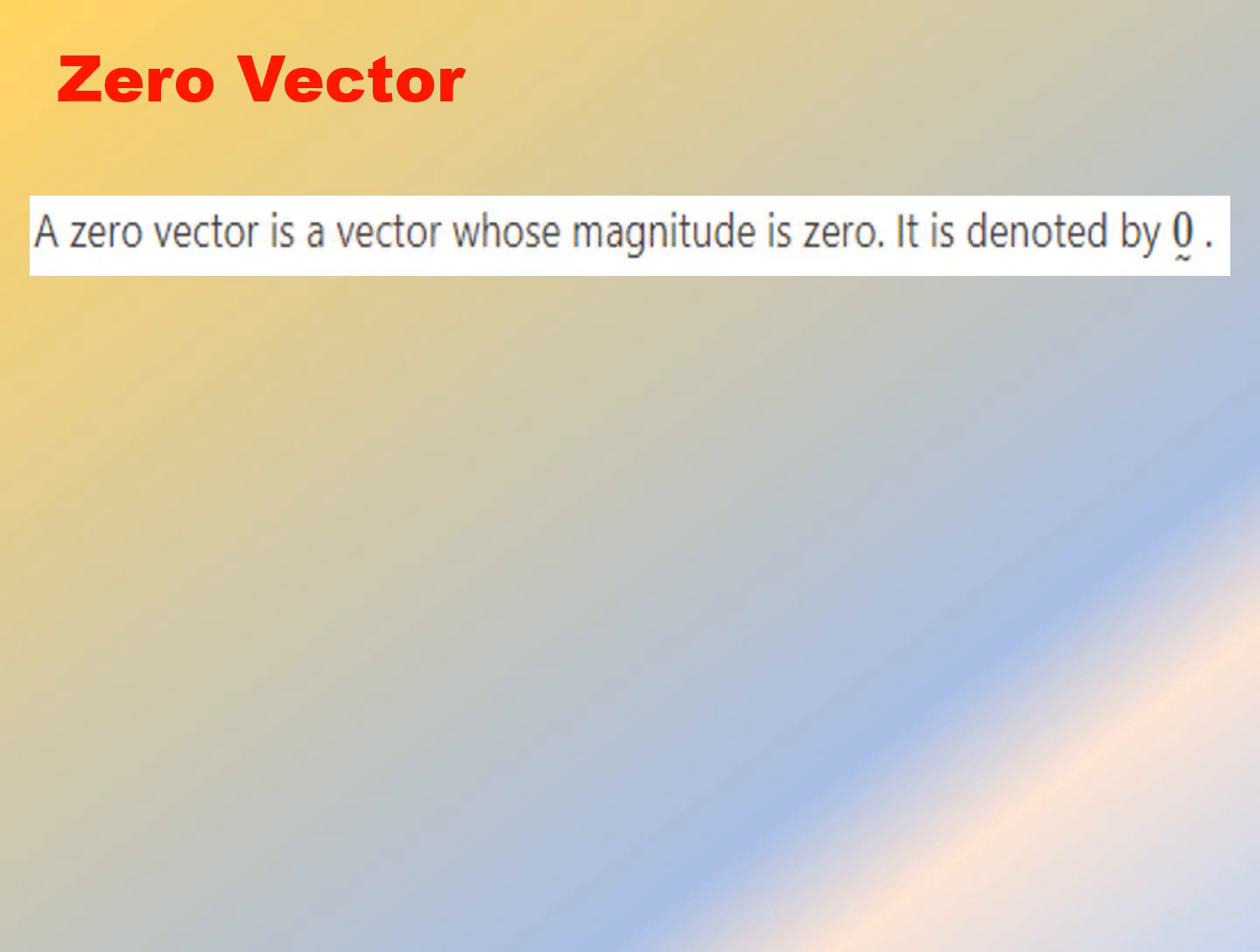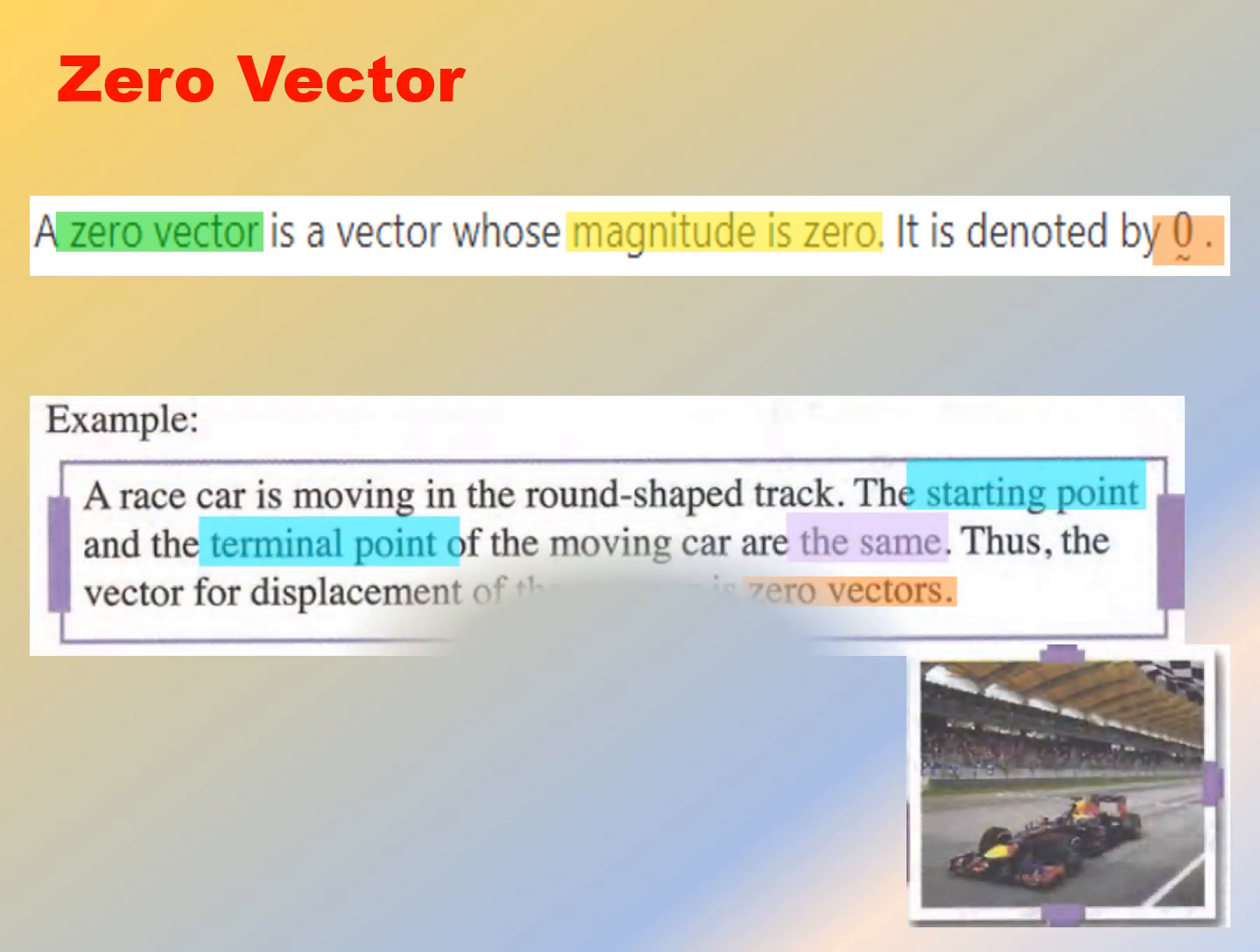Zero vector. A zero vector is a vector whose magnitude is zero. It is denoted by this symbol. For example, a race car is moving in a round-shaped track. The starting point and the terminal point of the moving car are the same. Thus, the vector for displacement of the race car is a zero vector.